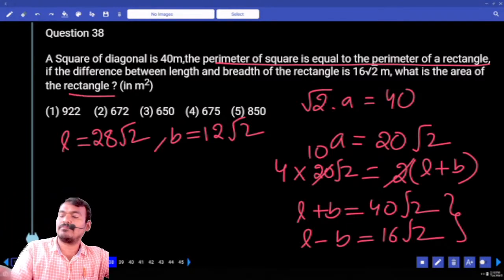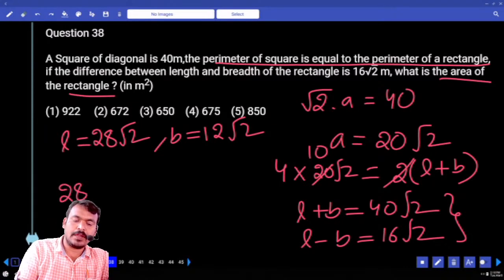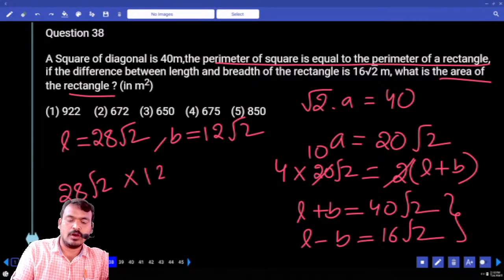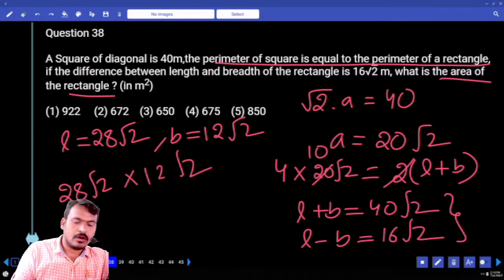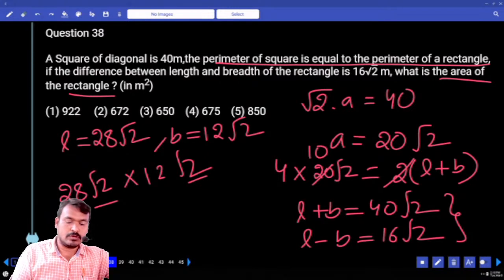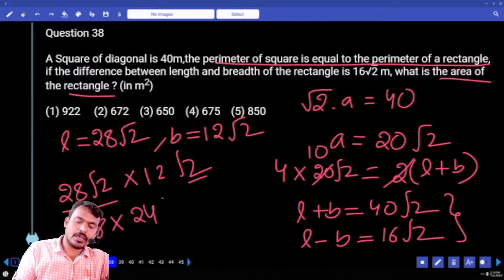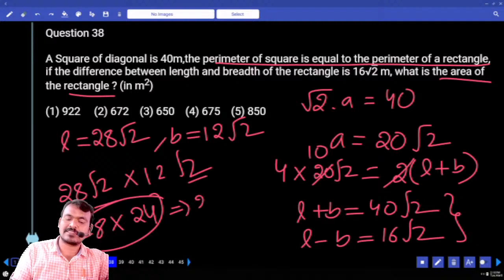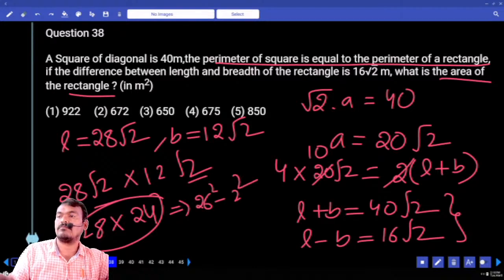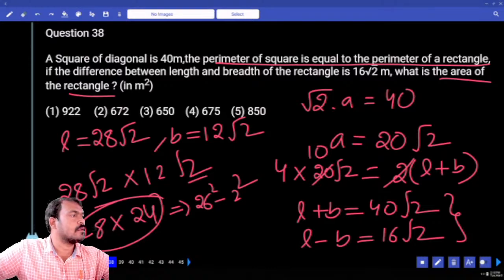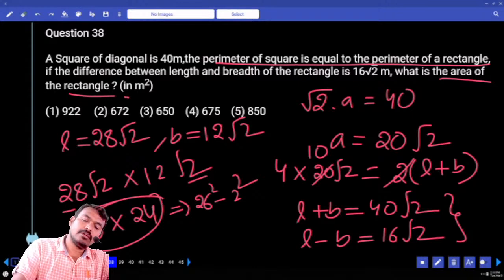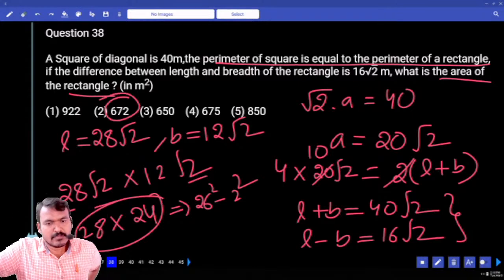But we required the area of the rectangle or not? Area means length into breadth. 28 root 2 into how much value? 12 root 2 or not? Okay. Root 2 into root 2 is 2. 28 into 12 into 2 or not? 12 2s are how much? 24. 28 into 24 means it is 26 square minus 2 square or not? 26 square is 676. 2 square is 4. Difference 672.